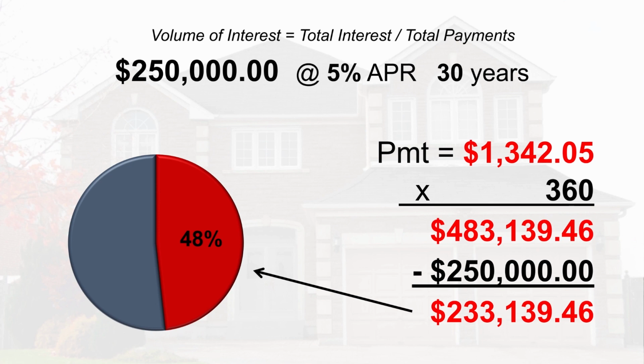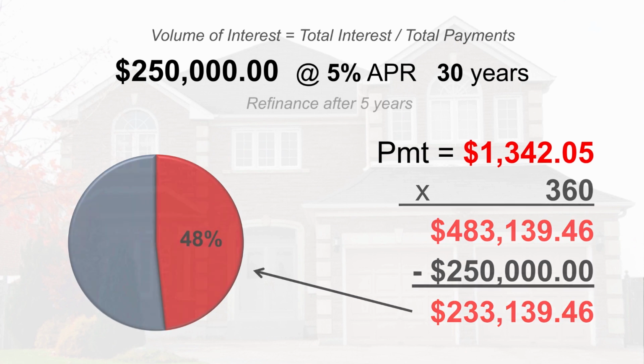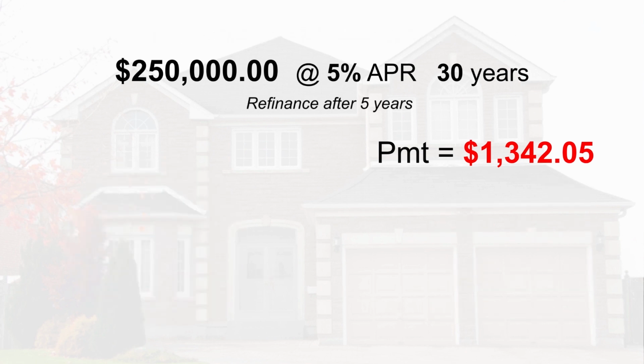Now, if we take a long-term loan and refinance it early, the volume of interest becomes even higher. For example, refinance the same $250,000 30-year mortgage after 5 years, and your volume of interest is almost 75% because most of the interest is paid in the early years of an amortized loan.